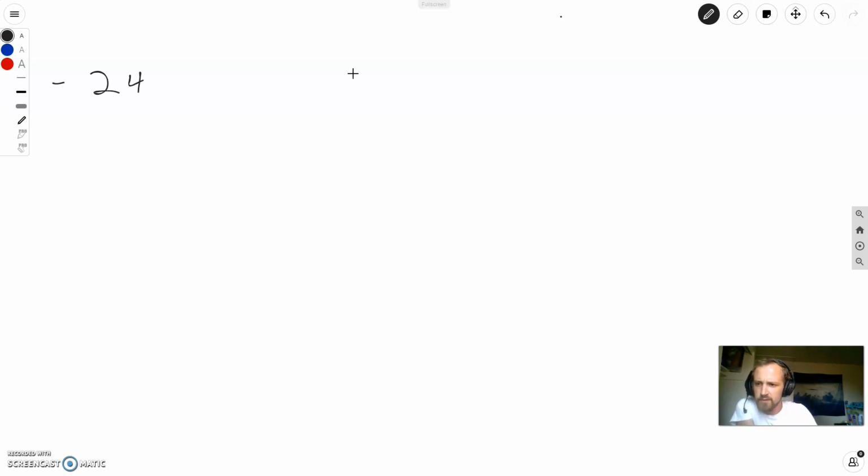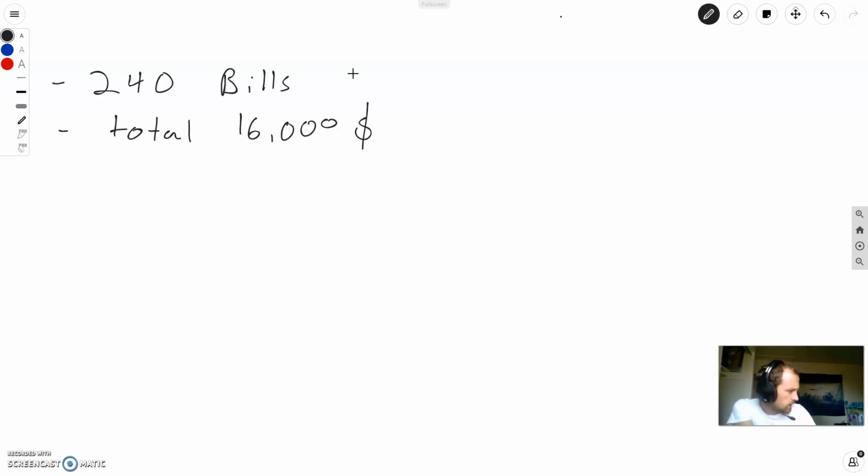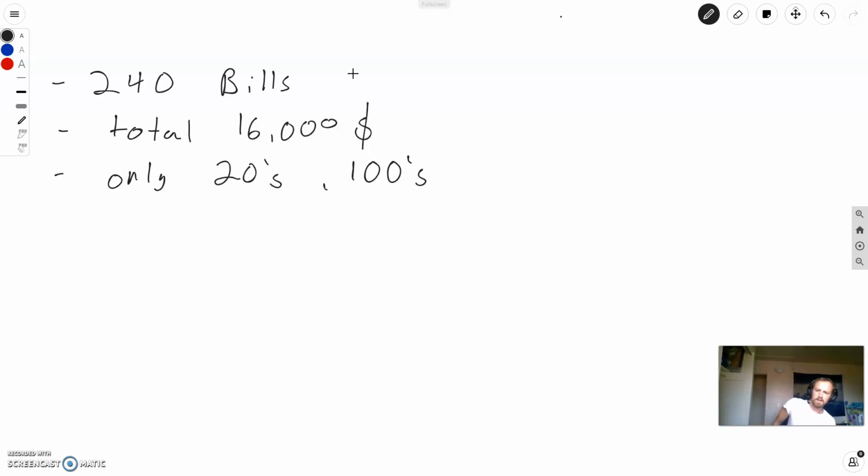First of all, I know there's 240 bills. 240 pieces of paper. I know they total $16,000. And there are two types of bills, only 20s and hundreds. Ultimately, we want to combine all this information to know how many of each bill. How many 20s and hundreds.